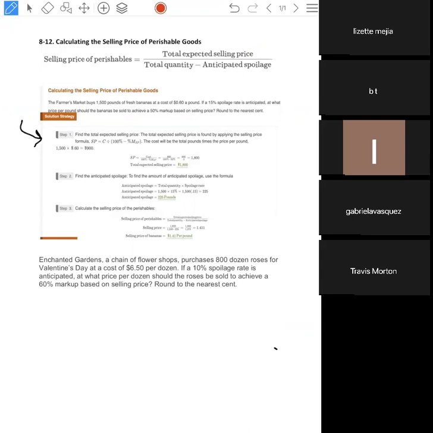There's step 1, which is to find the total expected selling price, found by applying the selling price formula, which is what we already looked at. Then step 2, find the anticipated spoilage. To find the amount of anticipated spoilage, use this formula, which is right here. And then thirdly, calculate the selling price of the perishables.